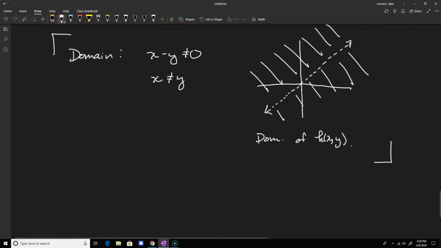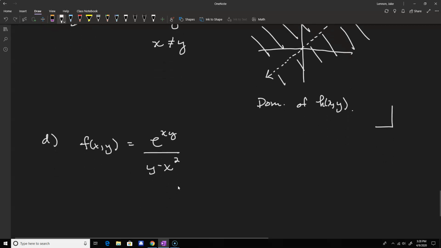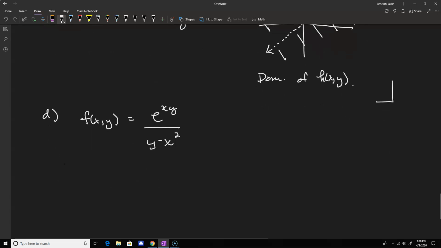And then, let's look at one last example. Let's call it f of x, y again. We get e raised to the xy power, and then we're dividing by y minus x squared. So this one's a similar story. We don't want to allow division by 0, so basically y minus x squared cannot equal 0.